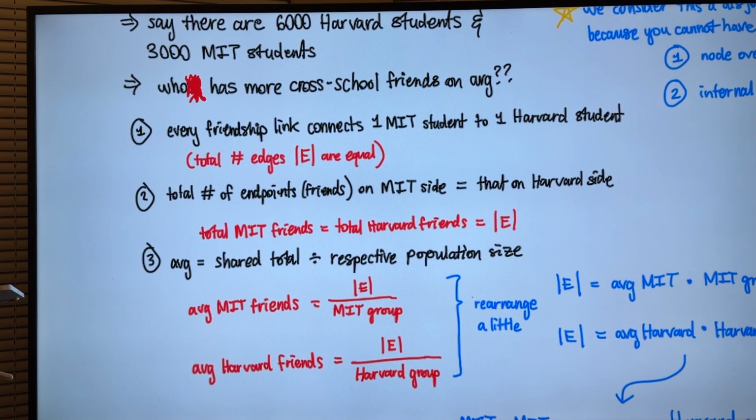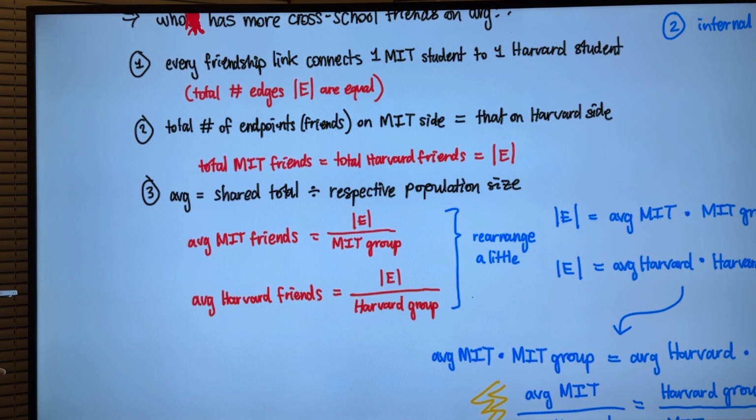Second of all, the total number of endpoints, in this case friends, on the MIT side has to equal the number of endpoints, friends, on the Harvard side, because you're not giving an MIT student to a ghost. You're giving them as a friend essentially to another Harvard student, so there has to be a one-to-one for each pairing, okay? Therefore, the total MIT friends equals the total Harvard friends, and there we have it.